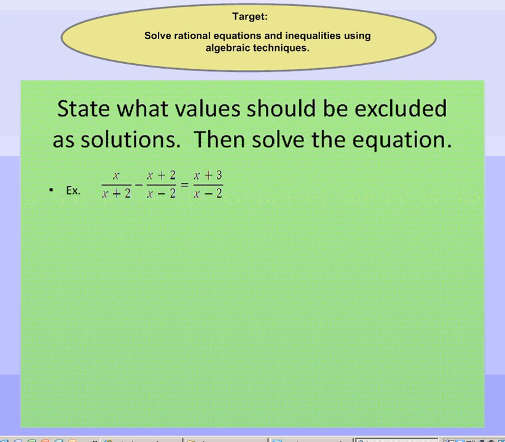You have two basic denominators going on here. You have x minus 2 and x plus 2. So what we need to exclude is 2 and negative 2. So if we get an answer of 2 or negative 2 as our final solution, we will exclude that value.